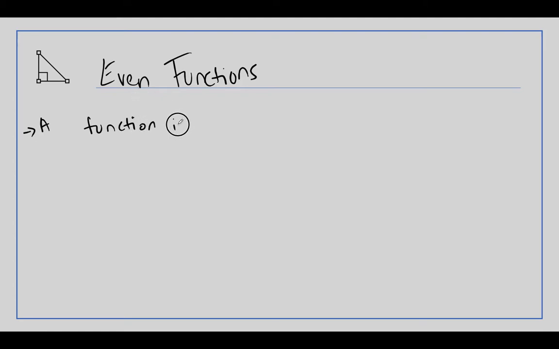So let's jump into some notes here. All right, so some important ideas. So let's talk about even functions. So a function is even if it has y-axis symmetry.